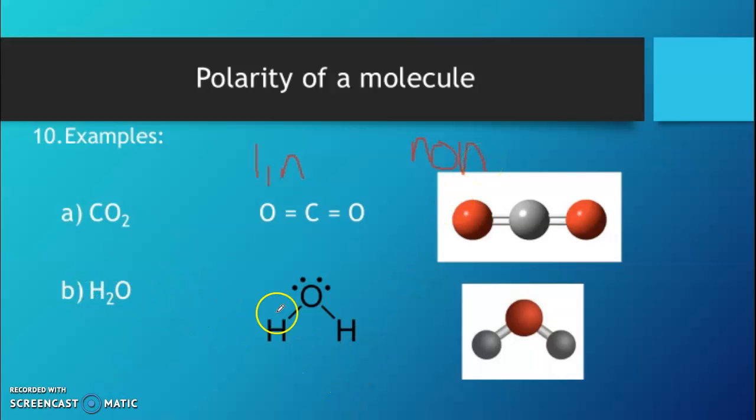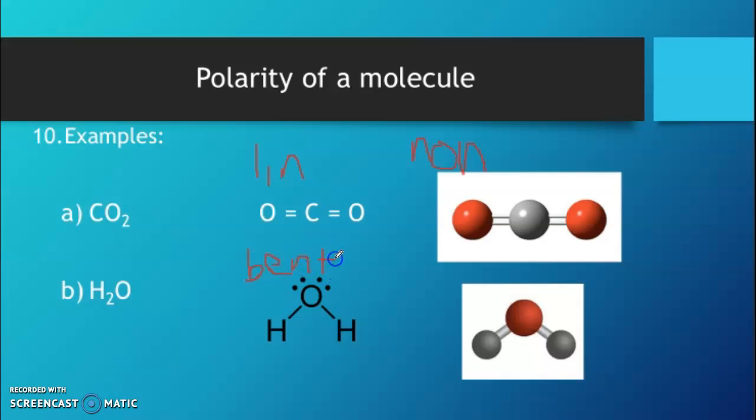H2O. Here's our Lewis structure for H2O. We look at our center atom, oxygen. Our center atom has 1, 2 sets of bonded, and 1, 2 sets of unbonded. So 2 sets of bonded, 2 sets of unbonded make this bent for its shape.